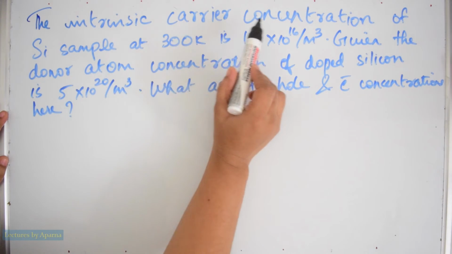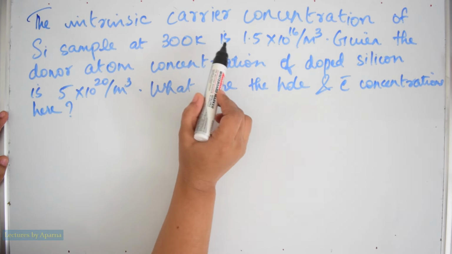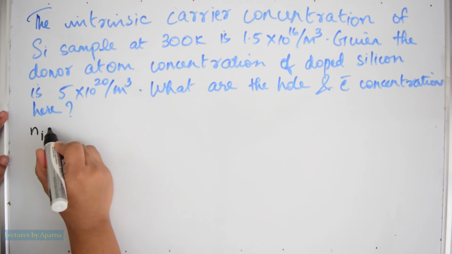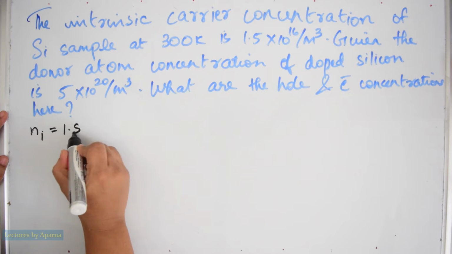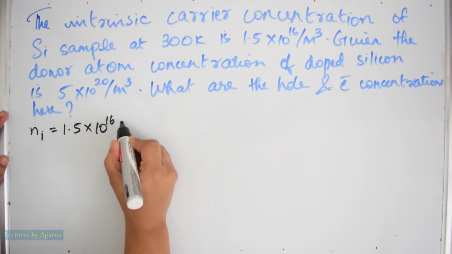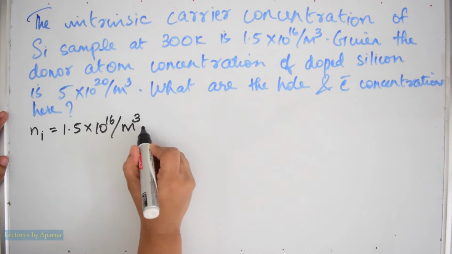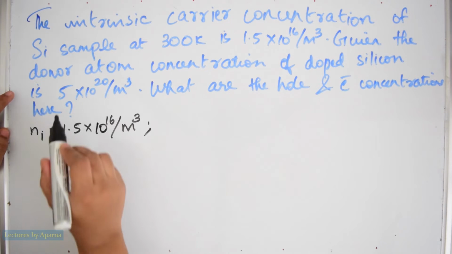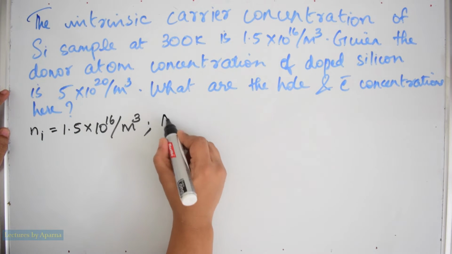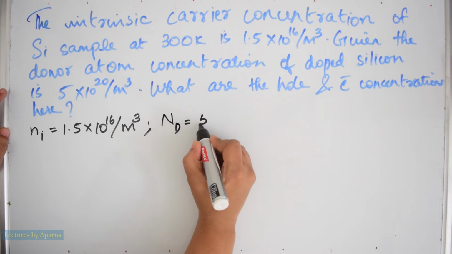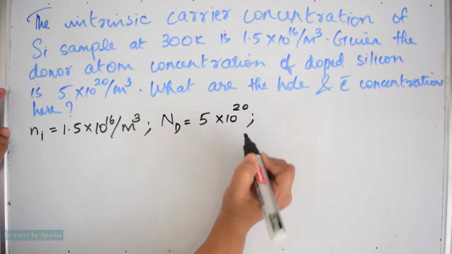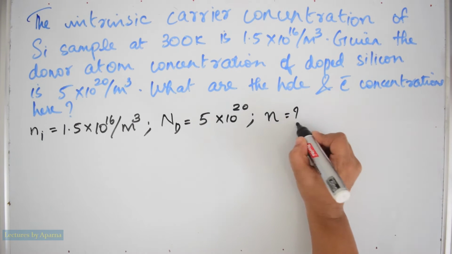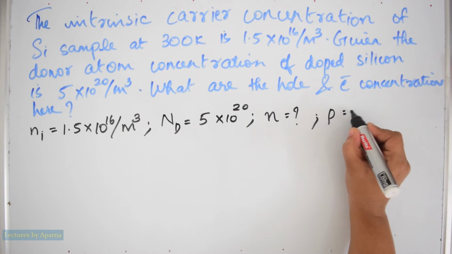The intrinsic carrier concentration of silicon sample at 300 Kelvin is 1.5 into 10 raised to 16 per meter cube. So intrinsic concentration is given as Ni is equal to 1.5 into 10 raised to 16 per meter cube. Given the donor atom concentration of doped silicon is 5 into 10 raised to 20. So Nd is equal to 5 into 10 raised to 20. What are the hole and electron concentrations here? So we have to find the value of N and P.